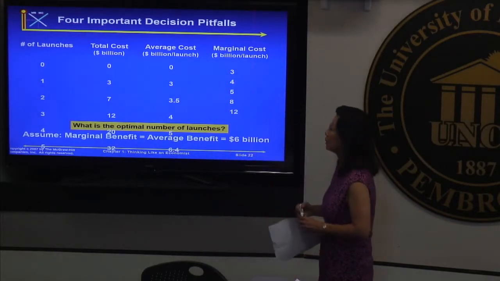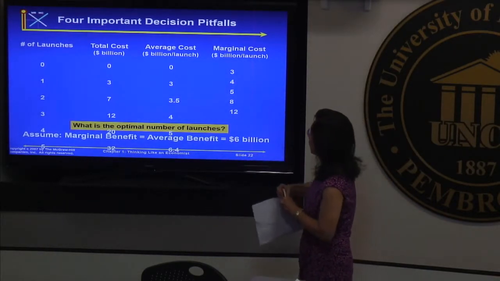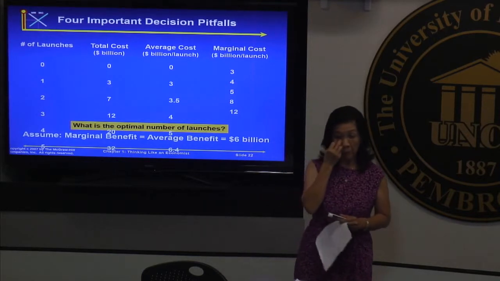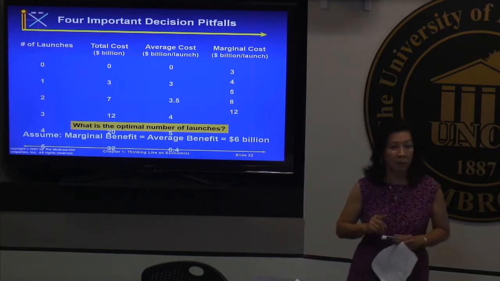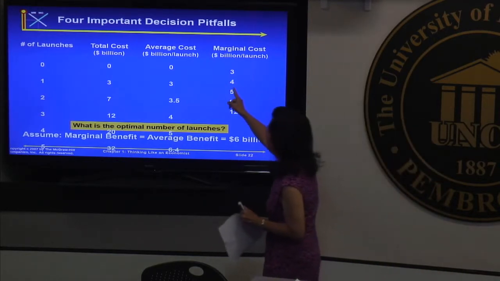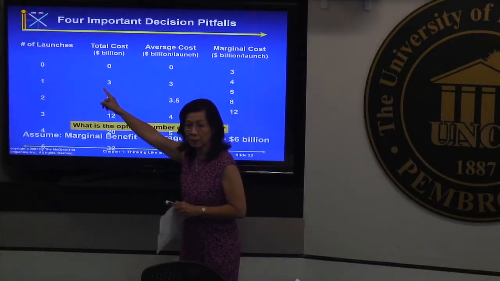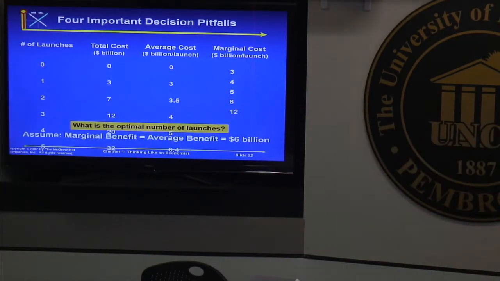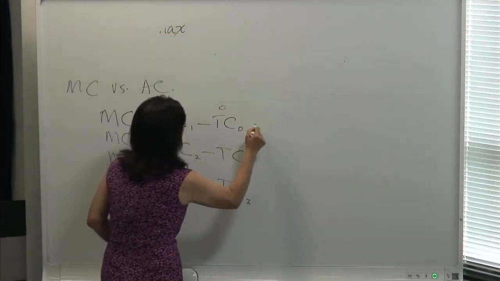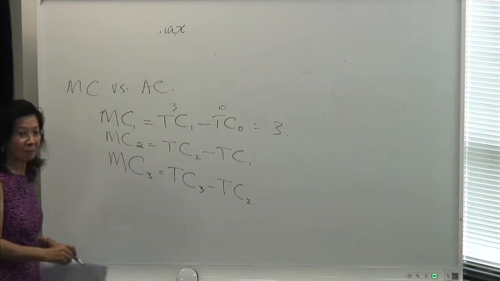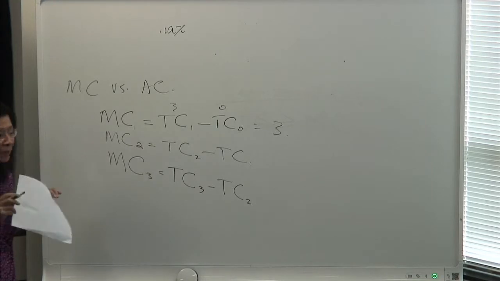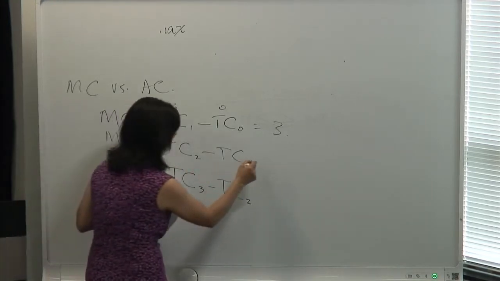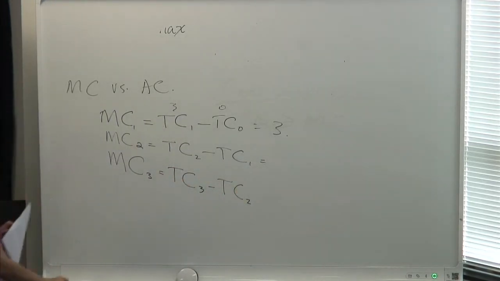So let's look at the first one. So how do we get 3? So 3 will be your MC1, the marginal cost of the first unit. So that will be the total cost of 1 unit, which is 3, got it? Minus 0. We get 3, right? Simple math. You don't need your calculator, but if you have it with you, that's good. Be ready.